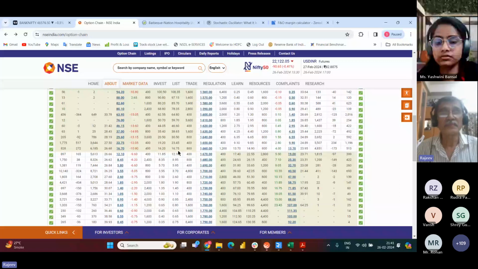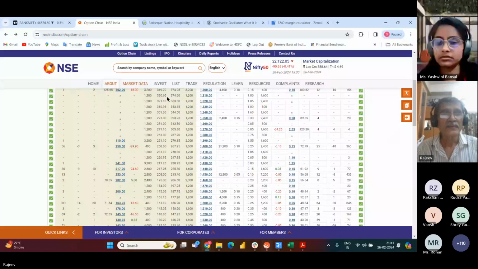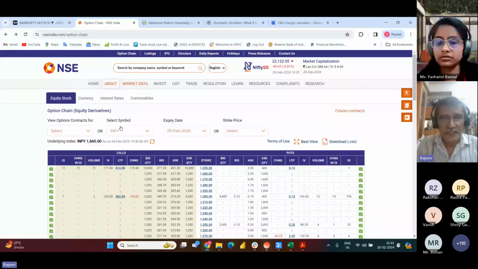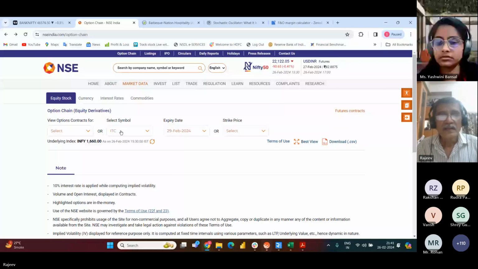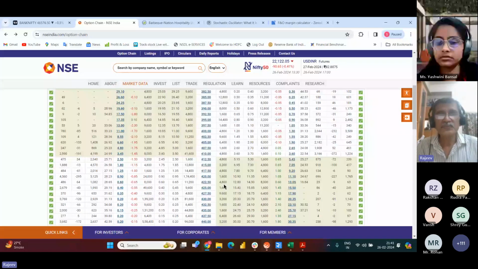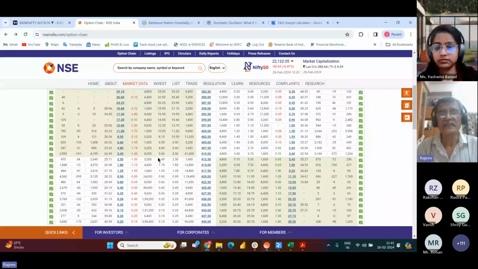If there is hardly any difference, for example, if I go to another stock, say ITC, here if you see at the money strike, there is hardly any difference. It's a very less volatile stock, 3.4 and 3.5. So here you would see the volatility is less as far as ITC is concerned.